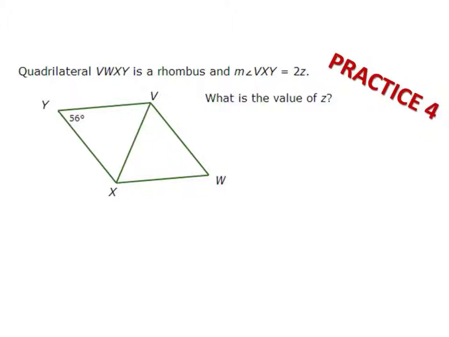Here's your practice 4. Quadrilateral VWXY is a rhombus, and the measurement of VXY is 2Z. What is the value of Z?